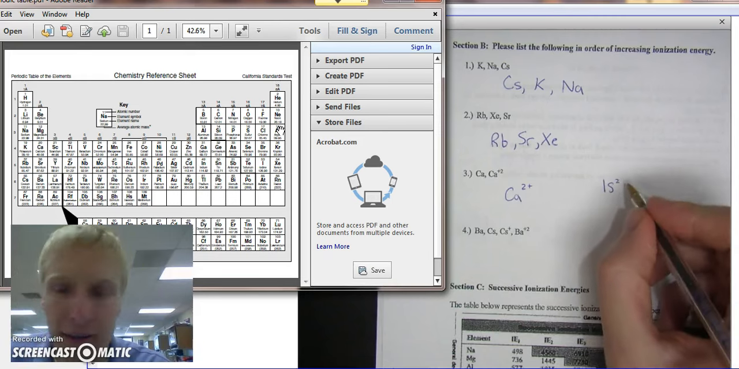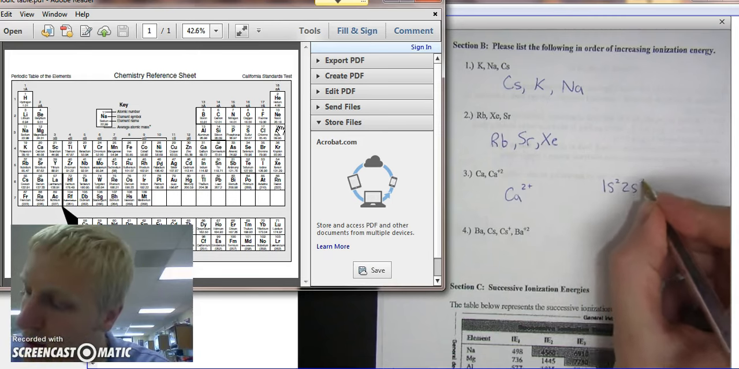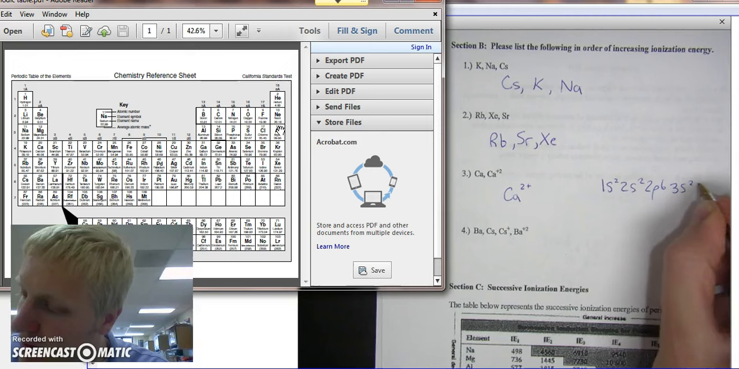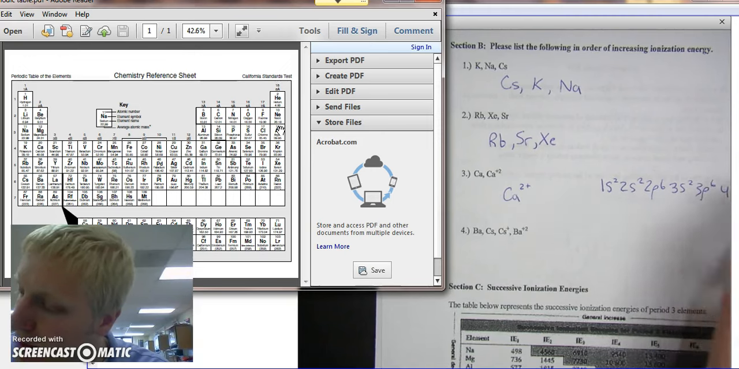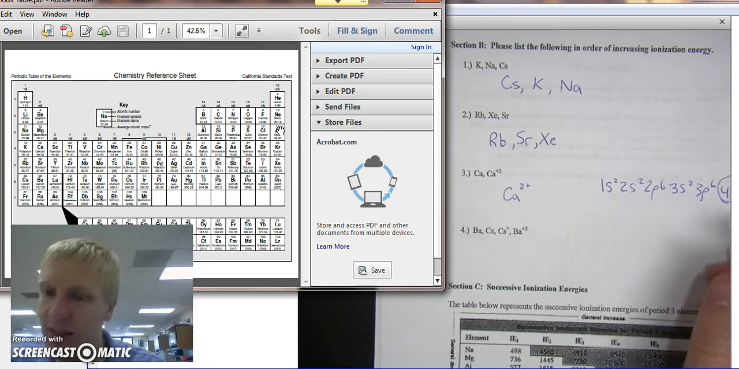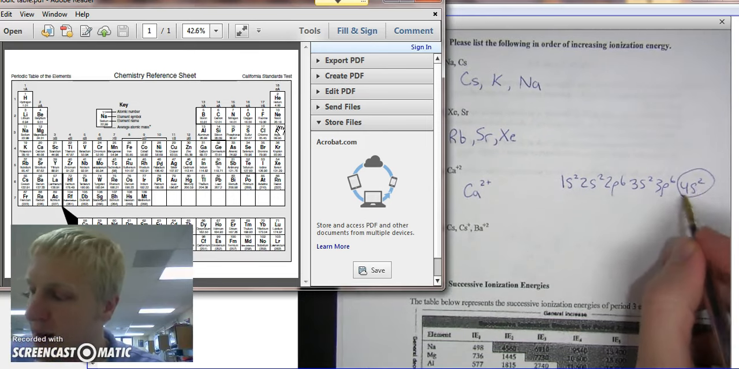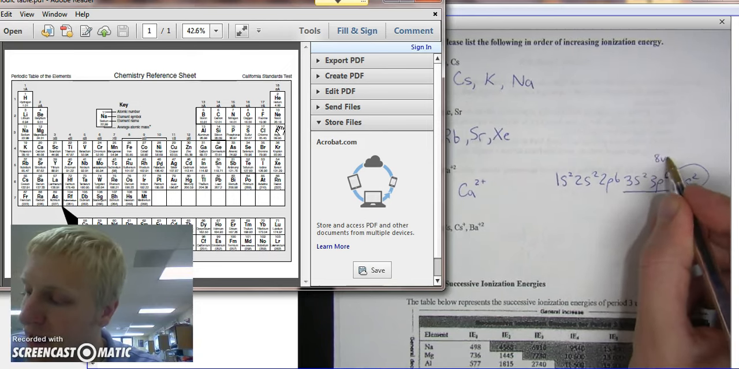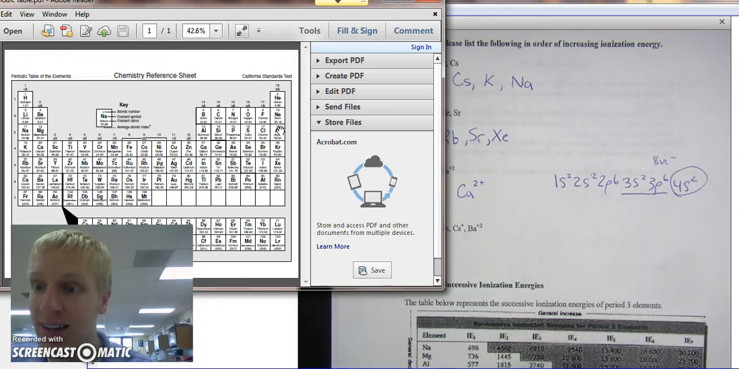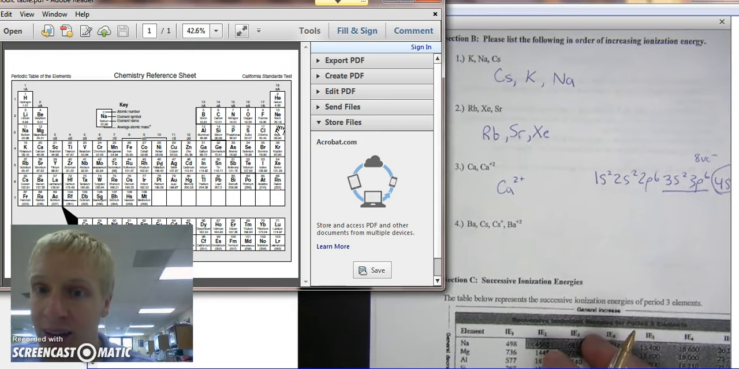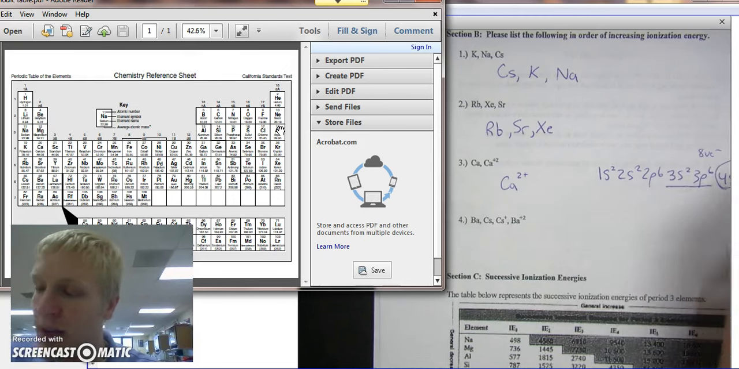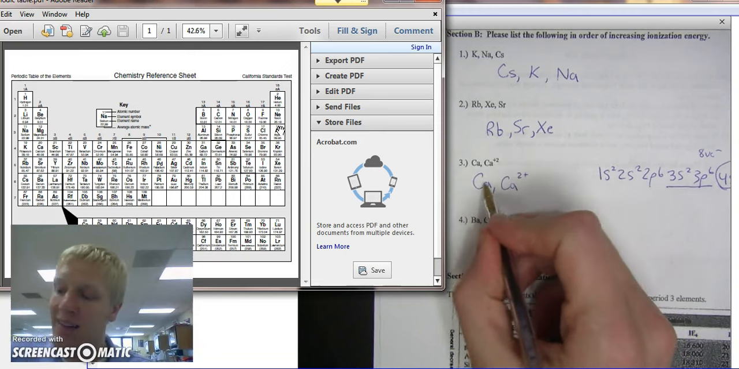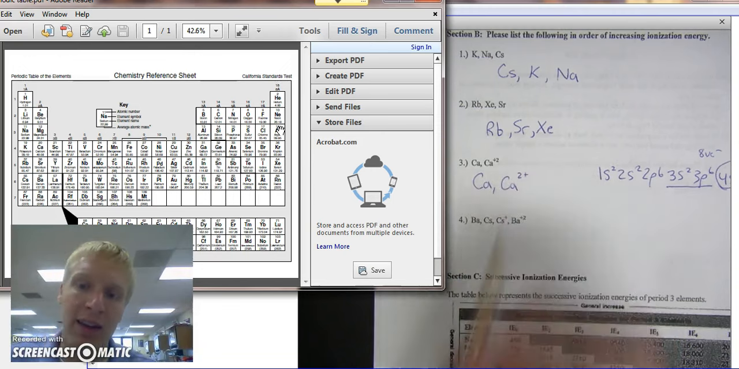Let's look at the electron configuration. We have 1s2, 2s2, 2p6, 3s2, 3p6, 4s2. So it just lost its 4s electrons. Its new outer energy level is now 8, with 8 valence electrons. So it's satisfied. It's not going to want to lose another one. Whereas calcium has these 2 electrons that it could lose, so it would be more willing to lose those. So the ionization energy of calcium is much lower than that of calcium 2 plus.